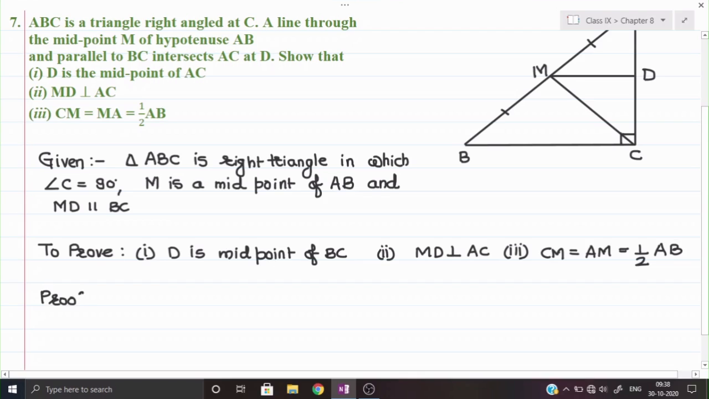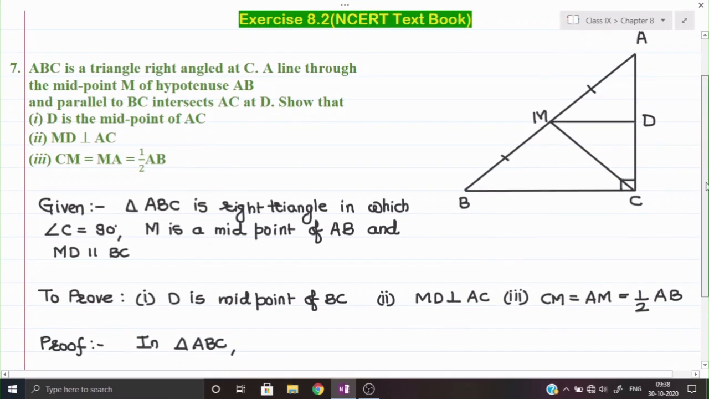Now in the proof, first we shall focus on how to prove D is a midpoint of AC. See, first I am taking triangle ABC. You can see triangle ABC over there. At this time you need to leave some things, for example, the line CM we have joined, because it is required to prove CM and AM are equal. So for some time, forget the line CM. Look at triangle ABC. M is a midpoint, and from the point M I have drawn a line parallel to the base BC. So we shall apply here the converse of the midpoint theorem.